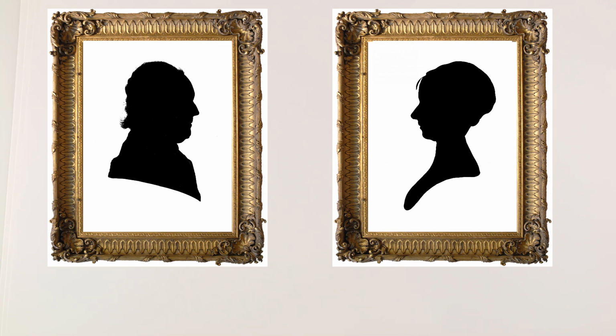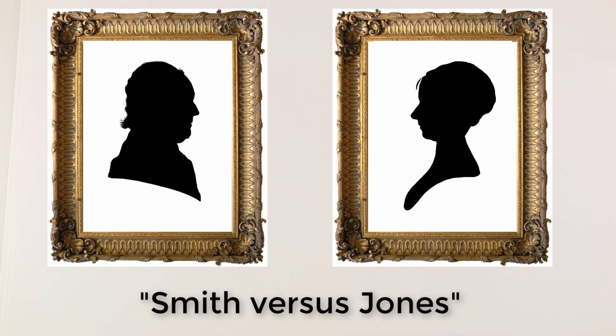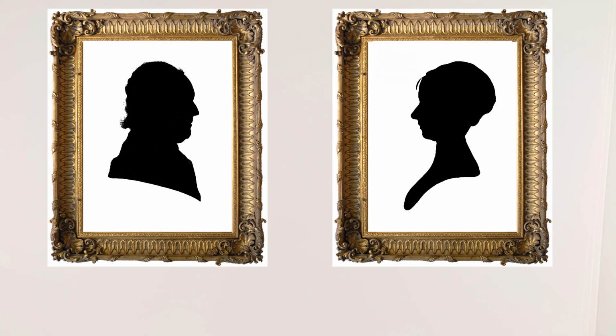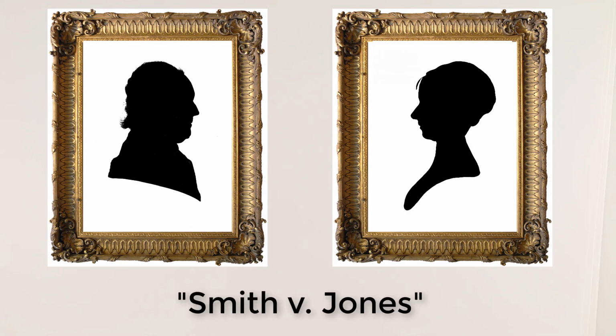For example, a case named Smith v. Jones would involve one person with the last name Smith against another person with the last name Jones. Versus means against or in opposition to. And in a Supreme Court case, versus is usually abbreviated as a V between 2 names.